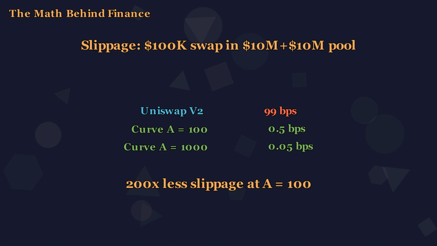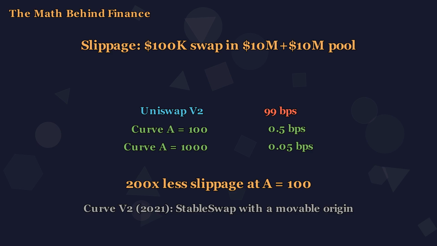The impact on slippage is staggering. In a $10 million pool, swapping $100,000 on Uniswap V3 costs 99 basis points. The same swap on Curve with A equals 100 costs just half a basis point, 200 times less slippage. At A equals 1000, it is 0.05 basis points. In 2021, Curve released a second version, CryptoSwap, that makes the reference price dynamic, essentially StableSwap with a movable origin. But that is a story for another episode.